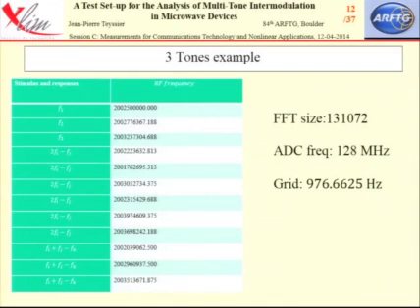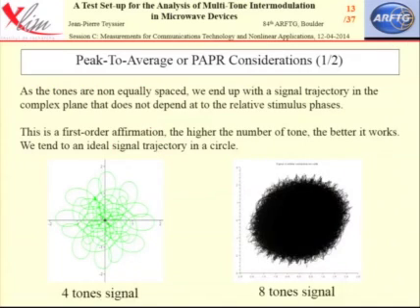What's the consequence? Let's speak about peak to average. What is the peak to average of this signal? Wow, there's a very good news here. As the tones are non-equally spaced, we end up with a signal trajectory in the complex plane that does not depend on the relative stimulus phases. So that's consistent with what I was telling you before: if I just measure power, if I avoid any overlapping, only power measurements will let me end up with an ACPR-like ratio. And this is more or less another way to say the same thing.